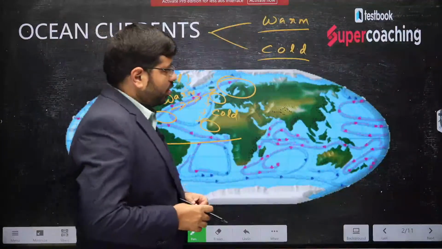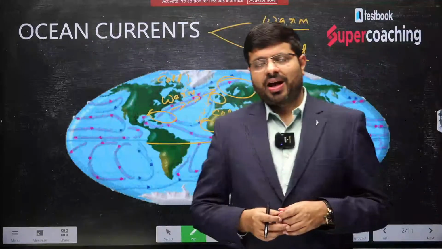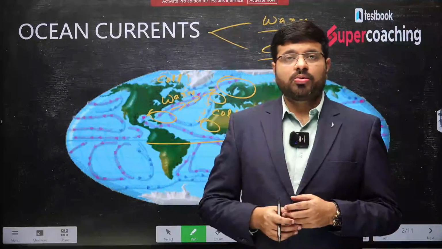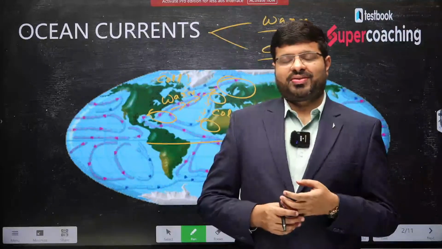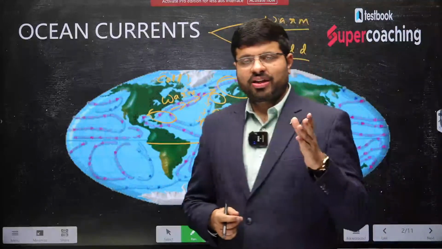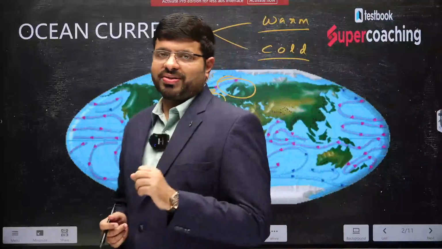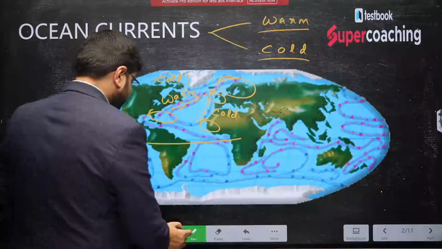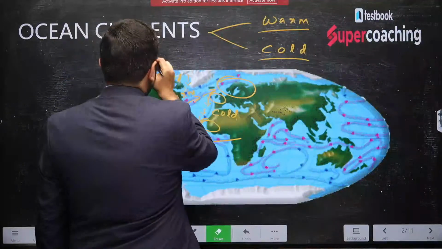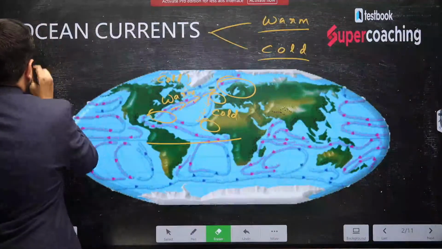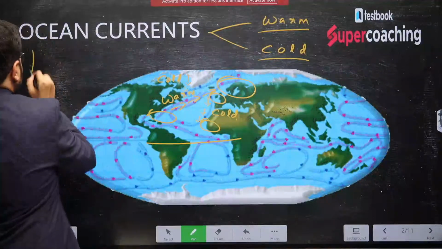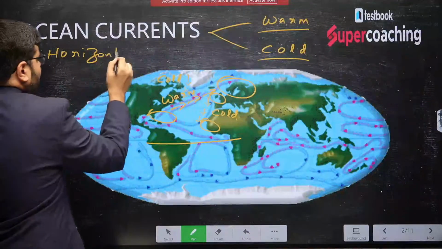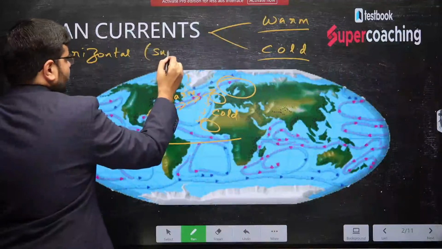So, warm current. One more point: are ocean currents only at the surface, or do they also flow in the subsurface? Are they only at the surface? They are also in the subsurface. I would say that they are both. That means they are both horizontal, that is the surface currents, as you can see in this diagram.